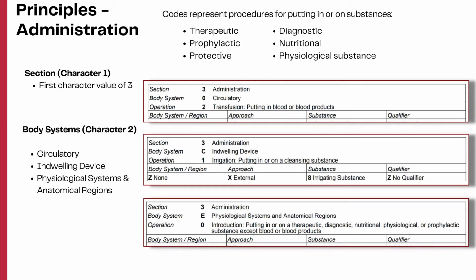And as I said, transfusions, infusions, and injections are all coded to this section. The first character value is 3 for the administration section. Now, second character has 3 categories: circulatory, indwelling device, and physiological systems and anatomical regions.